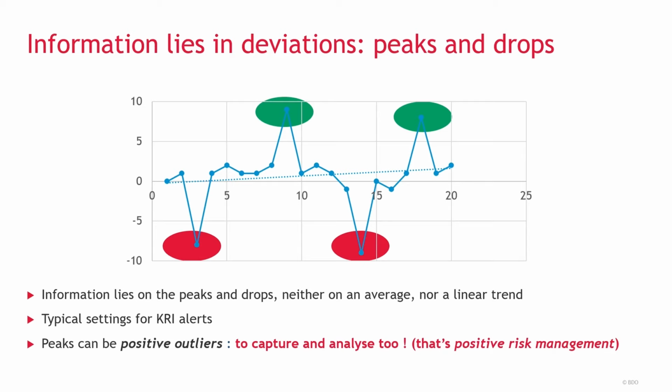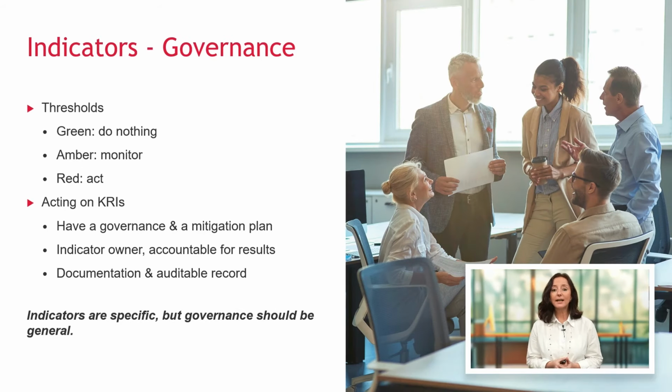You want to capture these positive outliers because either they're wrong information and you need to know about them, or they're particularly good practice and you need to also learn from success, as we have seen in the bow tie analysis. And then finally, the governance of indicators should be harmonious across all the parts of your organization.